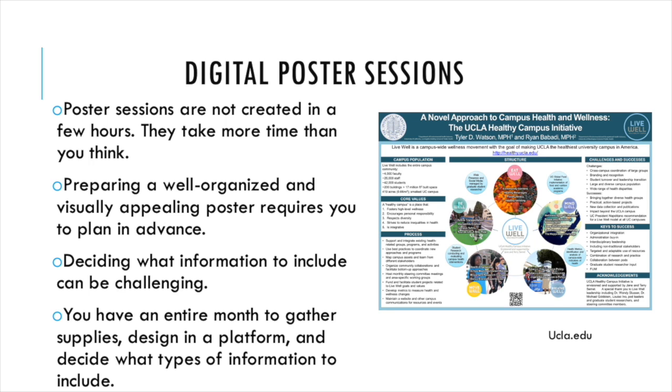So one thing that I really like about this poster session is I would say it is about 60% graphics and white space, and then only 40% actual text. The text is in bullet points. It's very easy to read. I also really like the structure of this one. So this one goes into the campus population, core values, process. So that follows the introduction, the methods, and then it goes to challenges and successes, key to success, and then acknowledgements. So it does follow the 5-step to a research paper format.